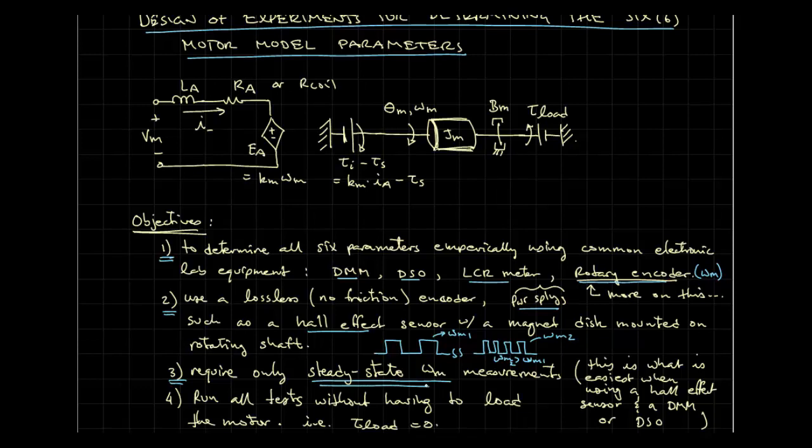So for that reason, our goal is to require simply the steady state angular frequency measurements, because in that case we don't have to capture a long pulse train. We just let the motor run to steady state, display the pulsed output of our encoder on the DSO or on the DMM, turn on a frequency or period measurement, and record that value for each condition under which we want to measure a steady state response of our motor.